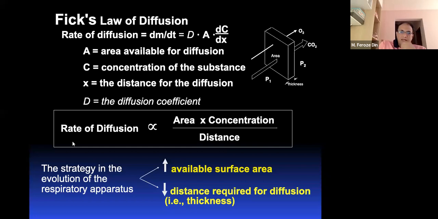And as I mentioned to you a little earlier, the strategy in the evolution of our respiratory anatomy is that there's a large surface area, almost 70 meters squared, and the distance is very, very thin, just one cell thick. I mean, it can't get much thinner than that at the alveoli, so that all of that promotes diffusion at the alveoli.